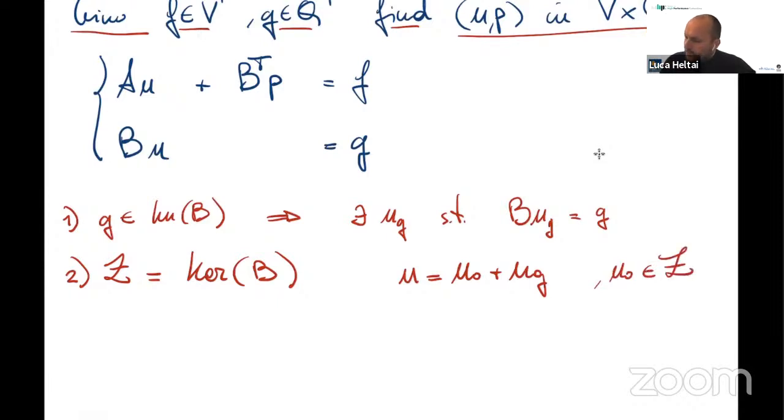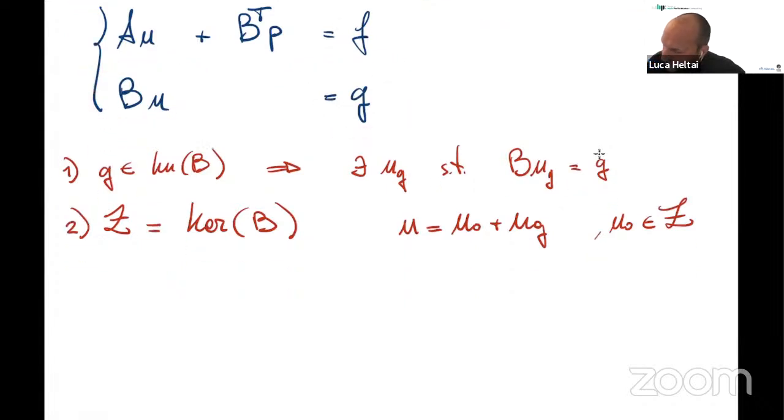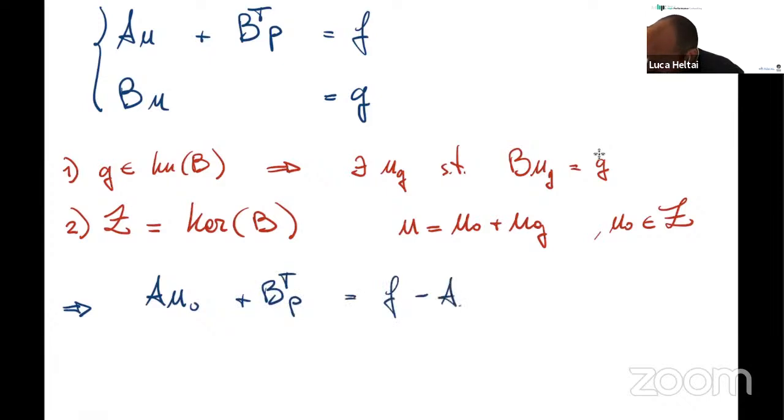If U0 belongs to Z, then B of U0 is equal to zero and B of UG is equal to G by construction. So with this particular construction, you can write the problem as A of U0 plus B transpose P equal F minus A of UG. This is very similar to what we did with boundary conditions.